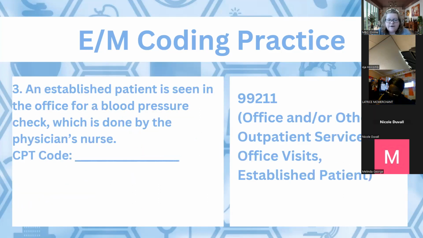Let's take a look at number 3. An established patient is seen in the office for a blood pressure check, which is done by the physician's nurse. That's pretty easy peasy too, right? We're an established patient, so we're going to be in that second block, and the person is just there for a blood pressure check, done by the nurse. Doctor didn't even have to step in. So we're going to use the lowest level, right? Just straightforward.